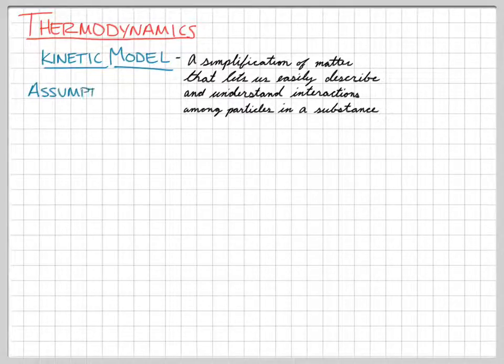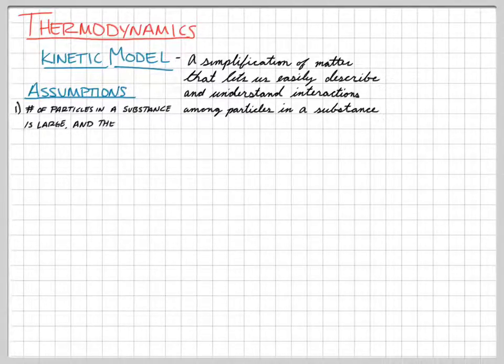So, there are a couple of assumptions of the kinetic model, or 4 big pieces, however you want to look at it. The first one being the number of particles in a substance is very large. And the distance separating them is big, very, very big, compared to the size of the molecule. So let's talk about that just a little bit.